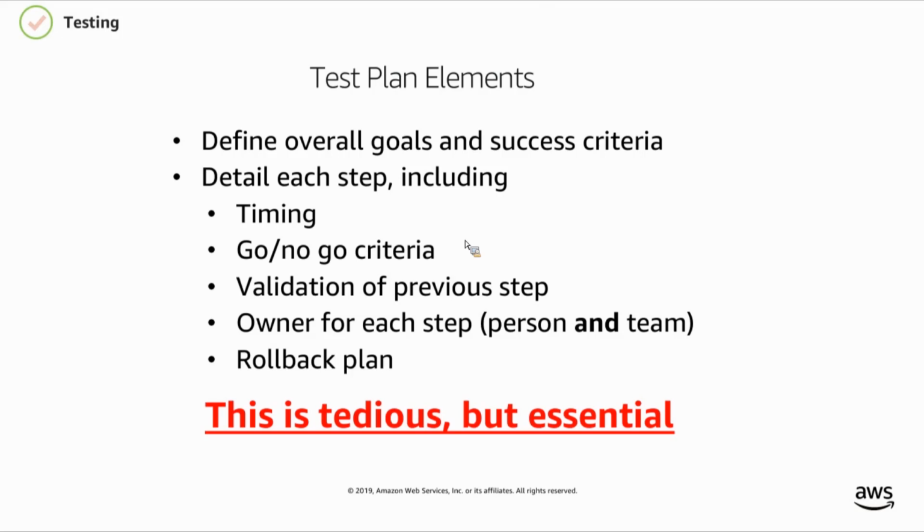Some organizational things I've noticed: it's super important to have an owner for each step, not just one person but the team they're on, because sometimes people go on vacation and you want to make sure you have someone to reach out to. And of course, having a plan for what to do if it doesn't work is pretty important. We hope this would never happen, but should something go awry, understand what backing out looks like as opposed to trying to figure it out in the middle of it.